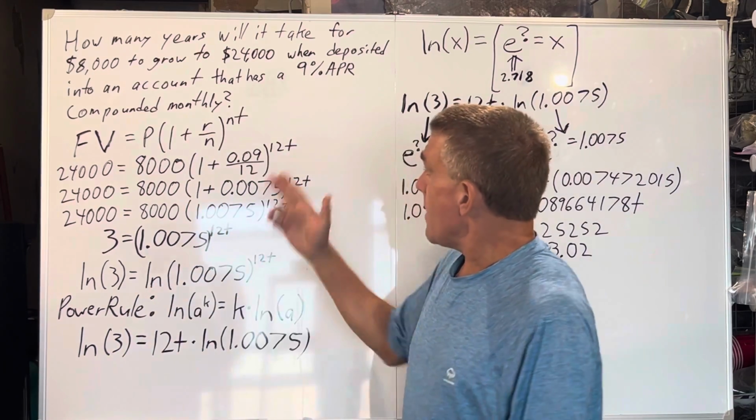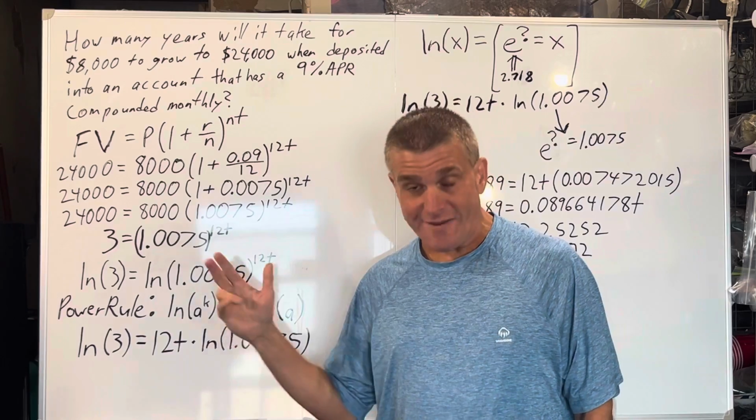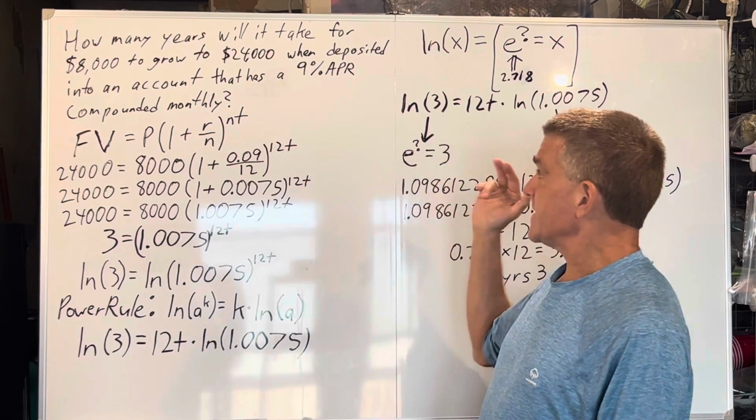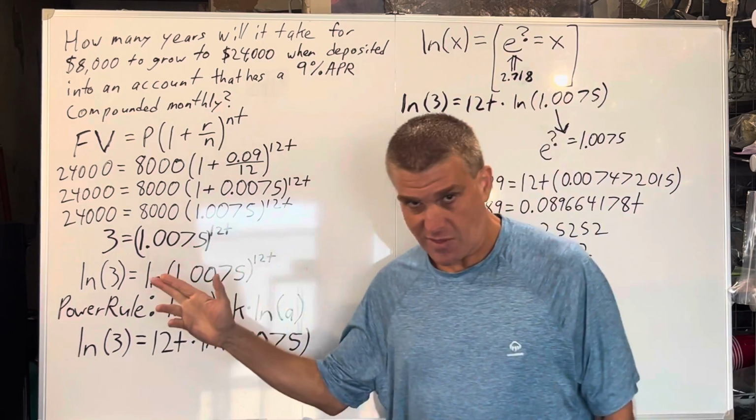So, how many years would it take for $8,000 to grow to $24,000 when deposited into an account that has 9% annual interest and is compounded monthly?